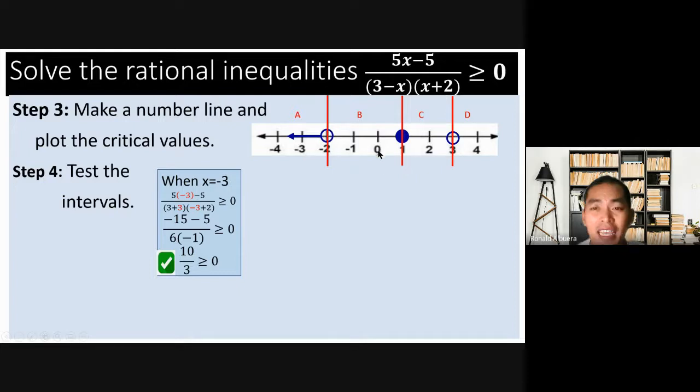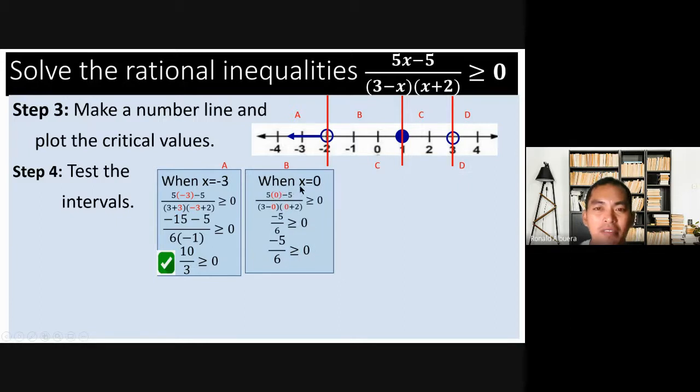So we get 0 as the test point for interval B. Okay? When x is 0, so pag 0 siya, 0 na ito, 0 na ito, 0 na ito. So negative 5 over 3 times 2 is 6. So negative 5 over 6. Is that greater than or equal to 0? No, that's false.